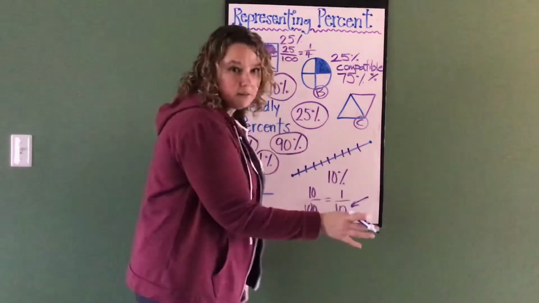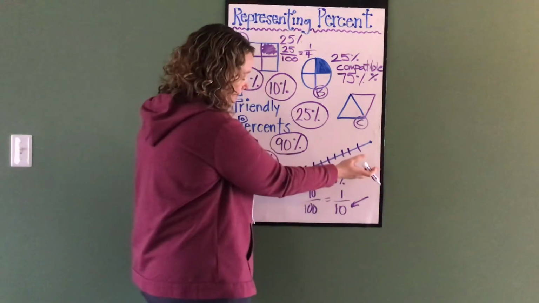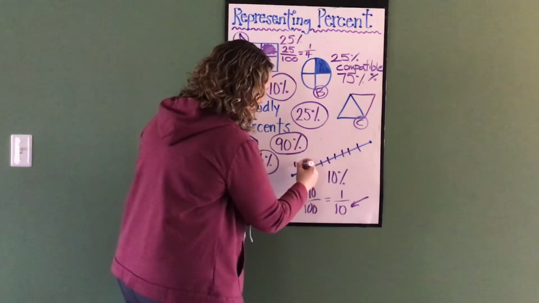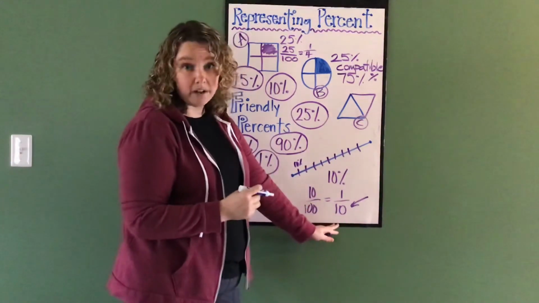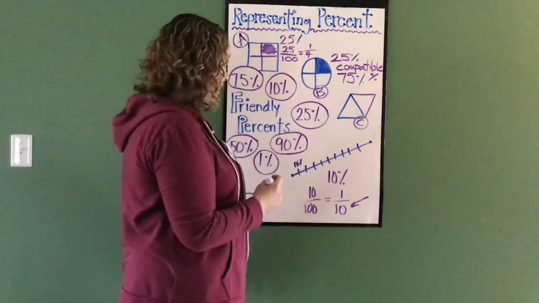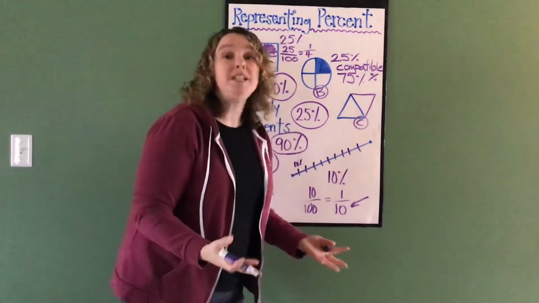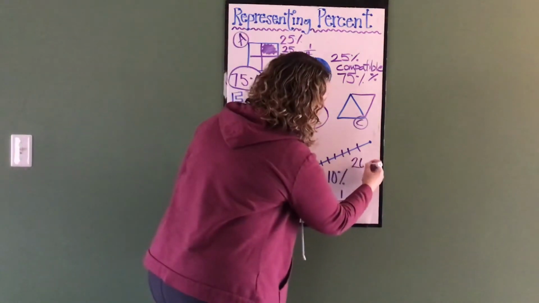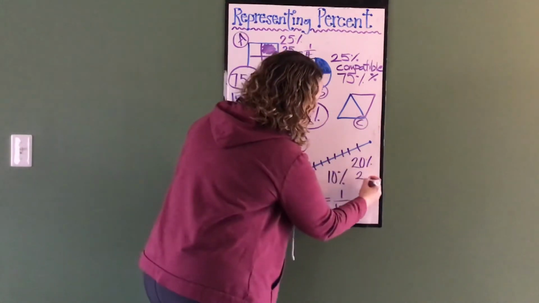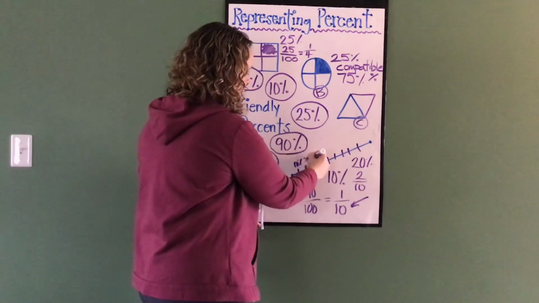Okay, that's not even, but you get the idea. So now I've divided this into 10, and I'm going to show where 10% is. It's right here, because it's 1 jump out of 10. They might ask you to show 20%, and that's 2 jumps out of 10, so this would be 20% right here.